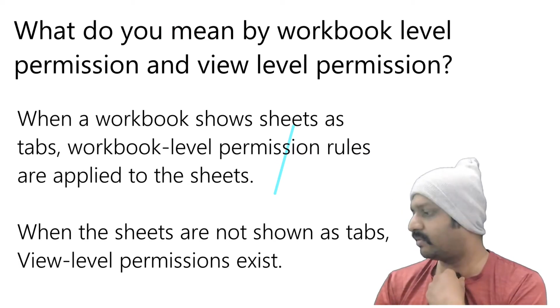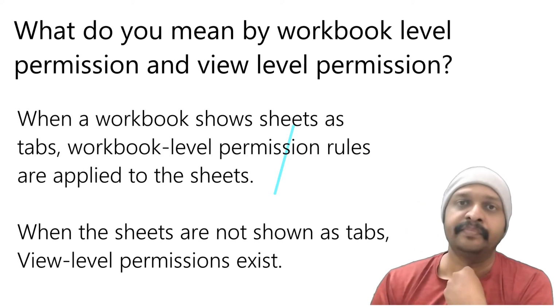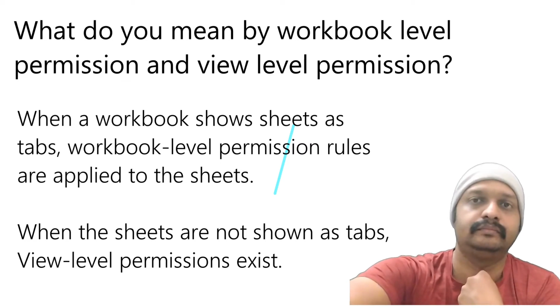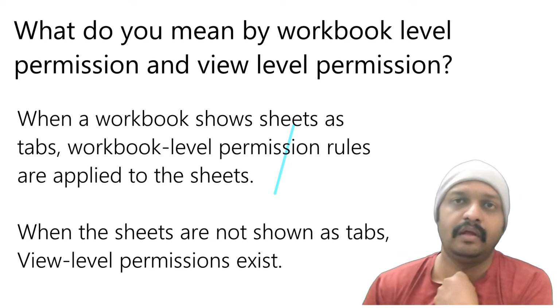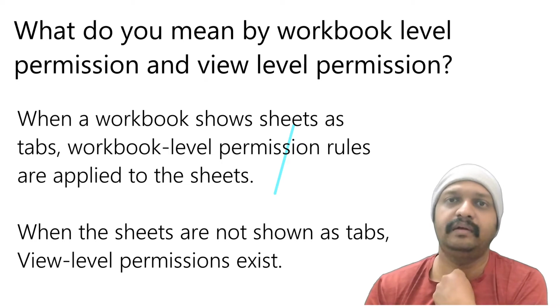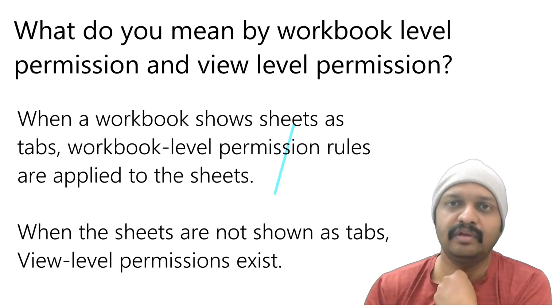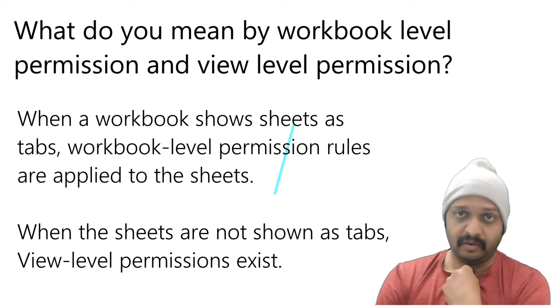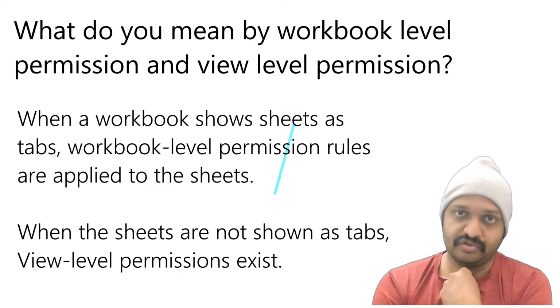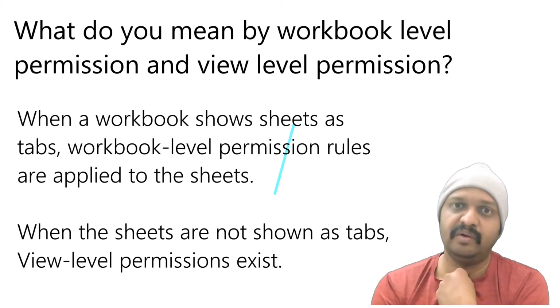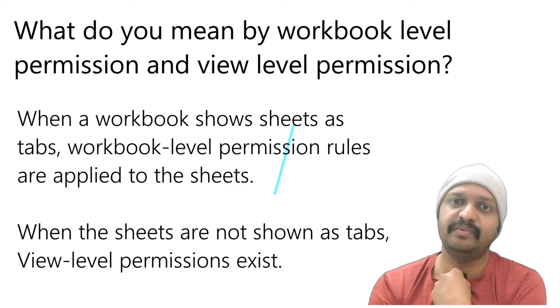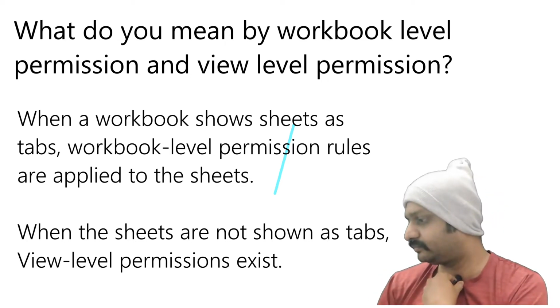What do you mean by workbook level permissions and view level permissions? Note that how sheet tabs are configured impacts permissions. When a workbook shows sheets as tabs, workbook level permission rules are applied to the sheets. When the sheets are not shown as tabs, view level permissions exist and must be set independently.